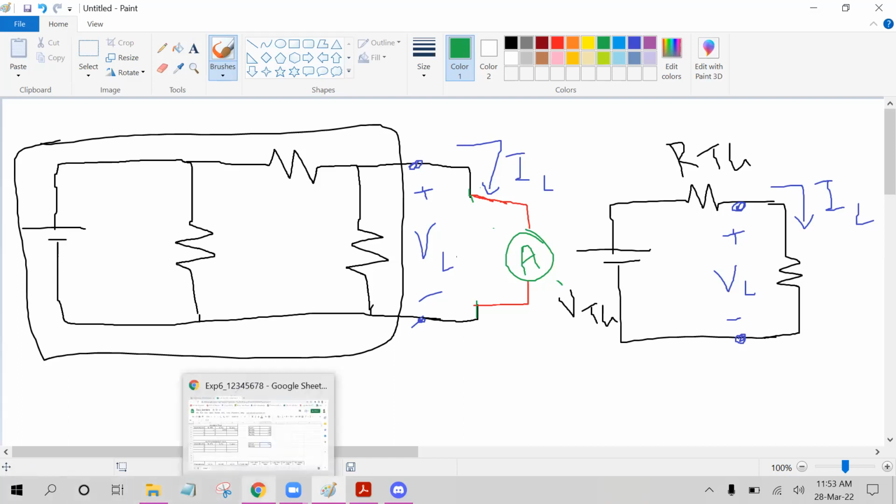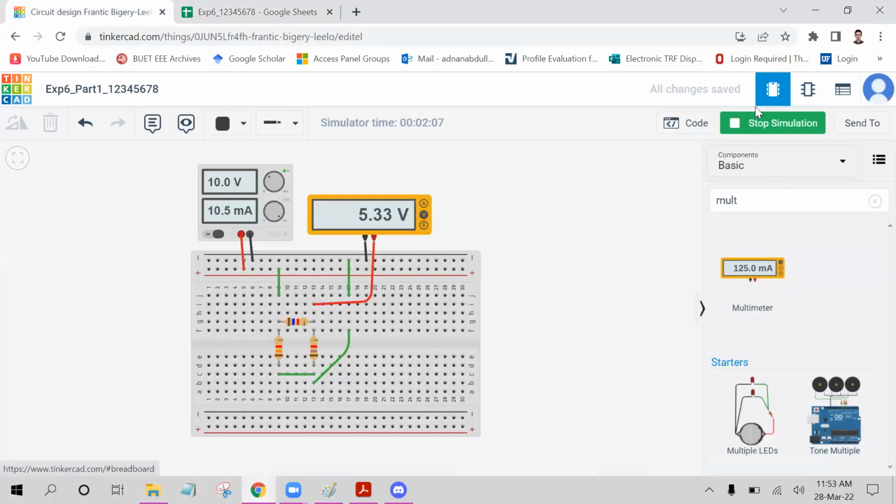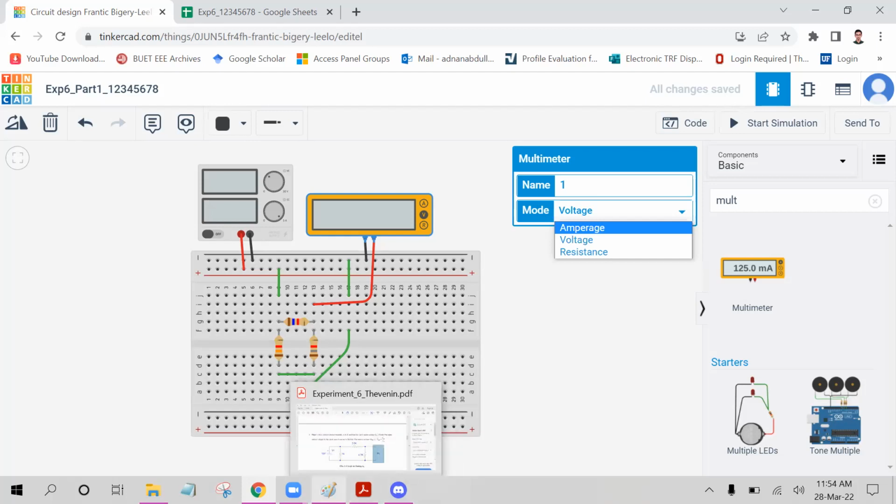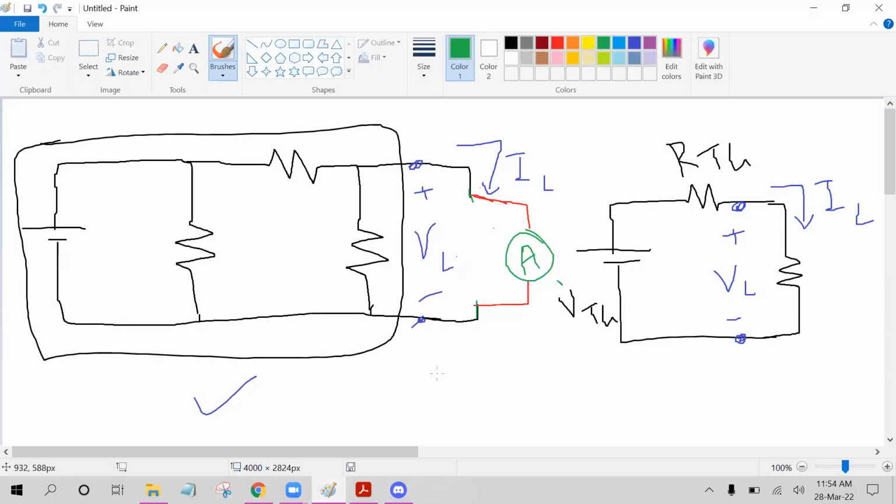So it is going to be very easy for us to do in Tinkercad because we have already connected this multimeter in voltmeter mode, and now we are going to change the mode to ammeter. Okay, everyone, please click on your multimeter. Sir, don't we need to remove those two connections? Which two connections?